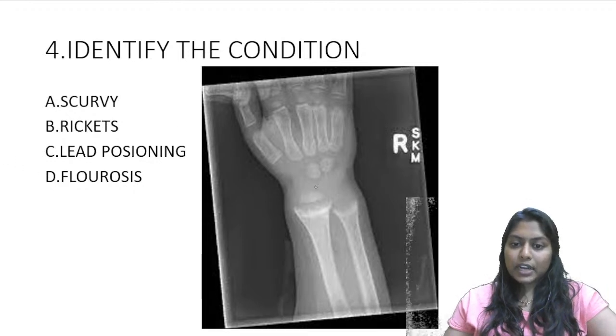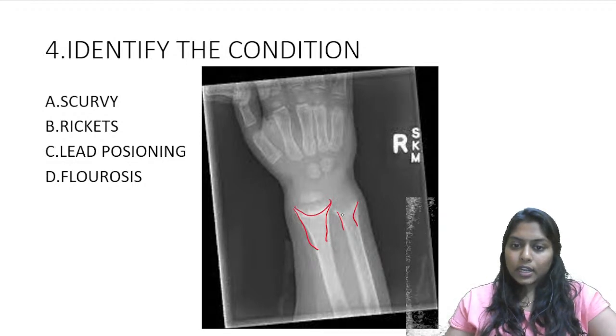So first thing, this is a pediatric age group X-ray. This is the X-ray of the hand and the wrist joint. We are able to see only two carpal bones here. That means the patient is of the age below 7 years. This is the radius, and this is the ulna. The metaphysis of radius and ulna is cupped, and there is fraying, which we are able to see.